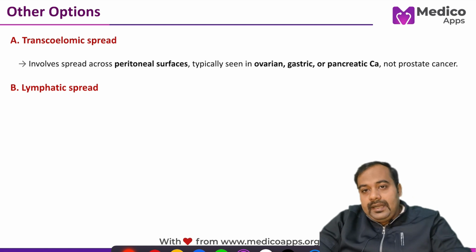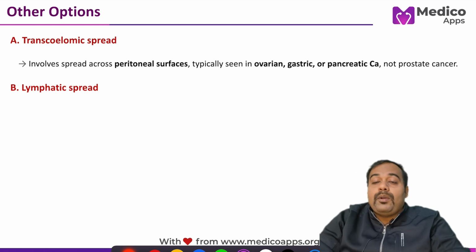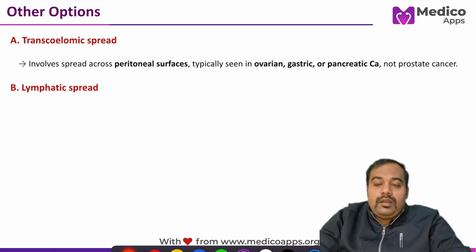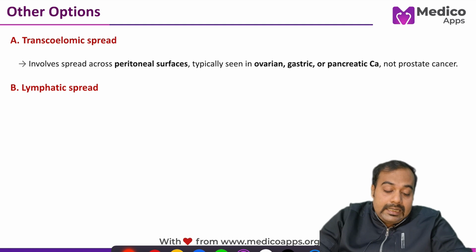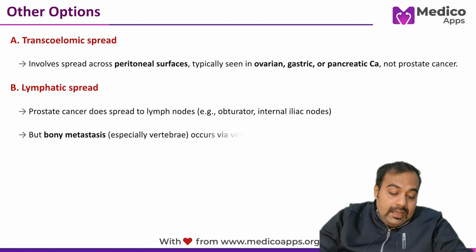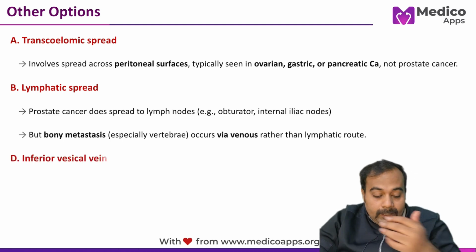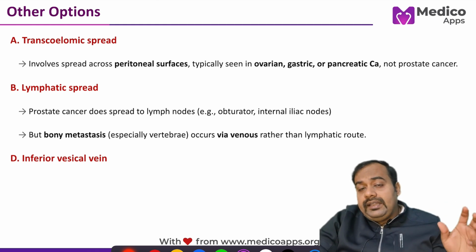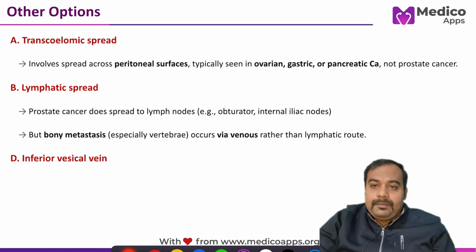Regarding the lymphatic spread, yes, lymphatic spread is seen with prostate cancer, but the involved structures due to lymph node involvement are the obturator and internal iliac lymph nodes, and not bony metastasis. Now, your inferior vesical vein. Let's try to understand. Your inferior vesical vein is the main vein supplying the bladder and the prostate.